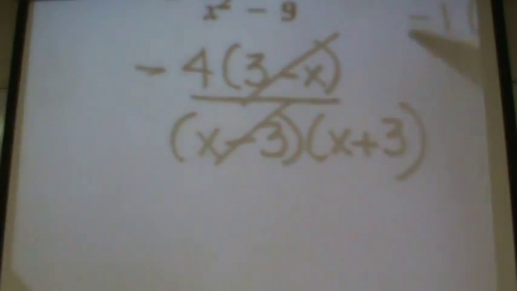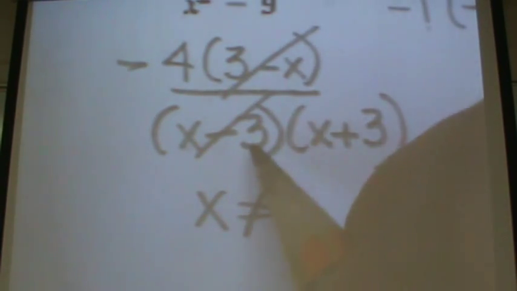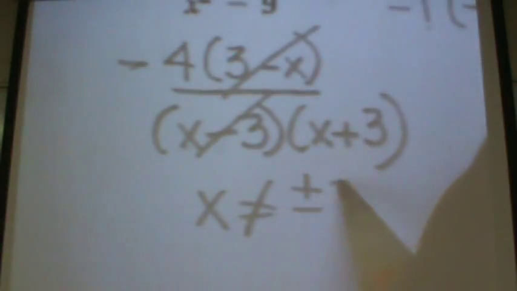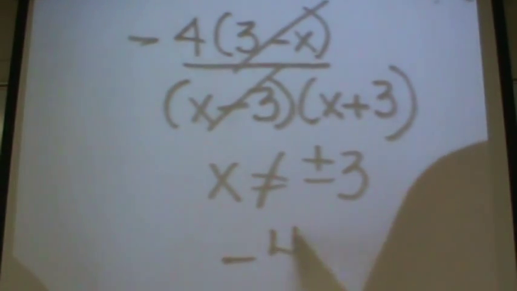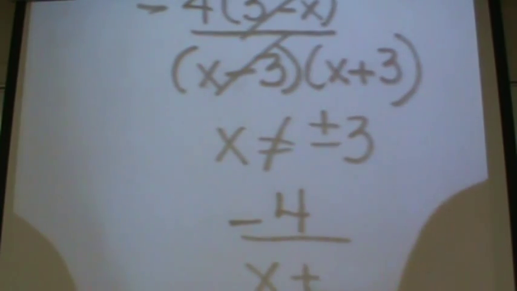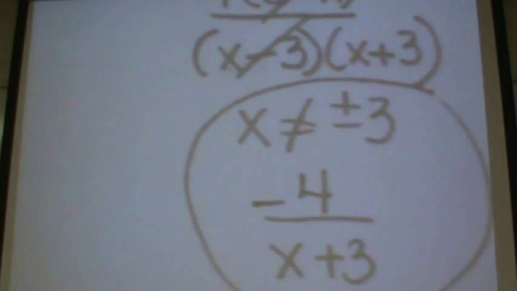So what's your final? Oh, we didn't do the restrictions. What's the restrictions on this one? X can't be what? And you could do that, plus or minus 3. So what's your final simplified answer? Negative 4 over x plus 3. Questions, anyone?